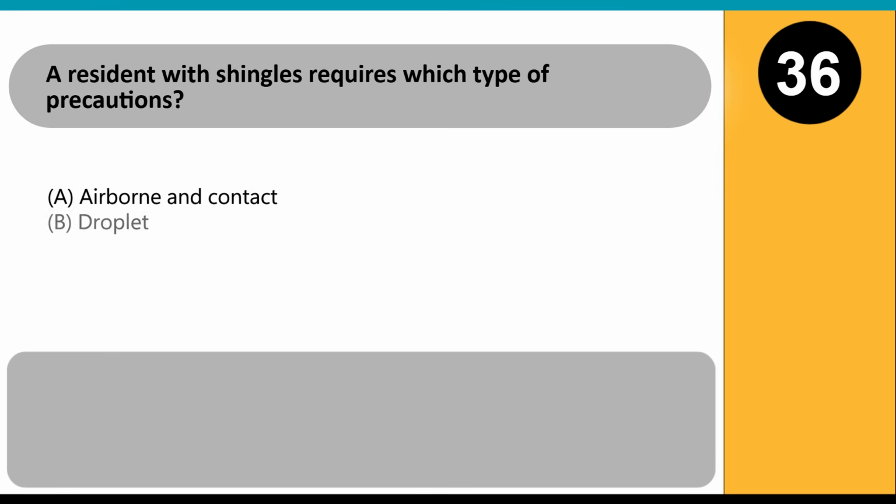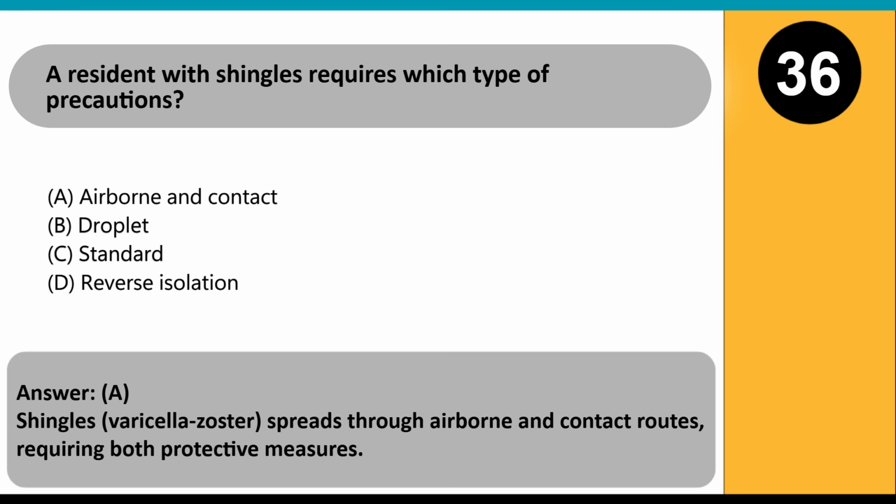A resident with shingles requires which type of precautions? A. Airborne and contact. B. Droplet. C. Standard. D. Reverse isolation. Answer A. Shingles, varicella zoster, spreads through airborne and contact routes, requiring both protective measures.